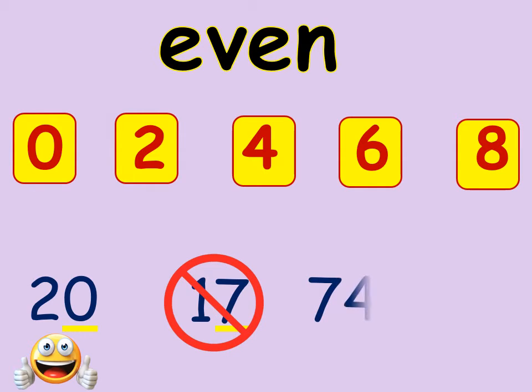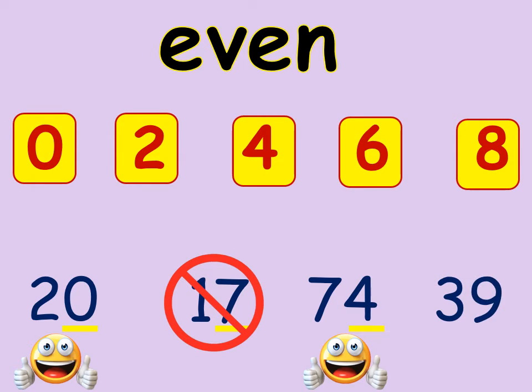Let's look at this number. 74. Do we need to draw a number line? No way. We just look at the last digit. 4. Is that even? Sure is. That means 74 is even. One more for this page. 39. What's our last digit? Yep, it's 9. Is that even? Nope. So that means 39 is not an even number. Look how good you are at this.